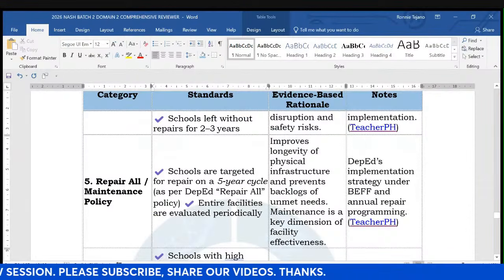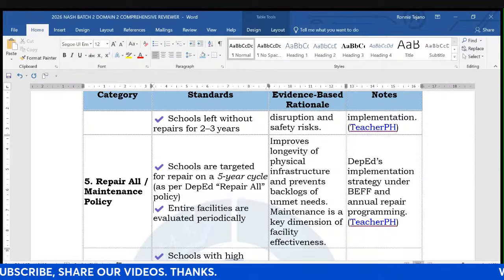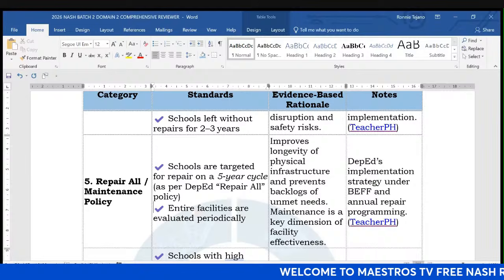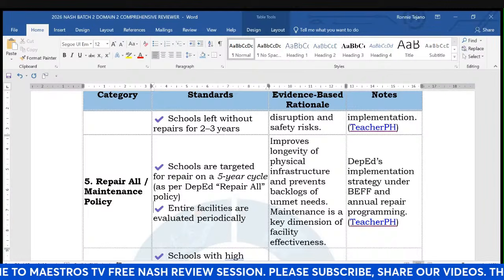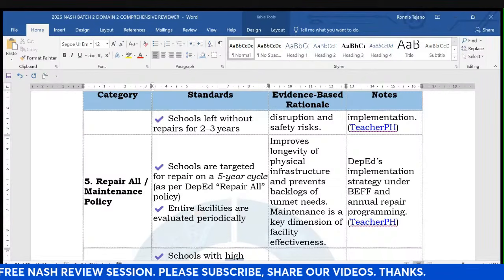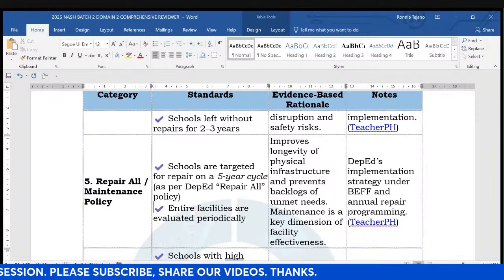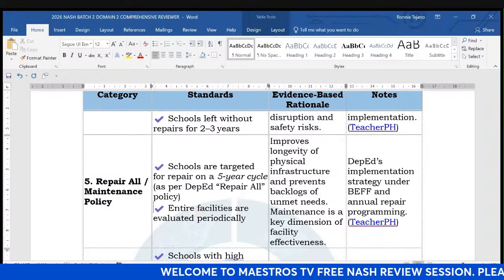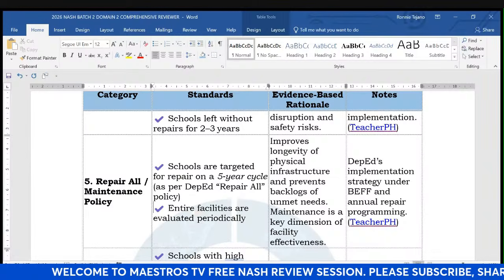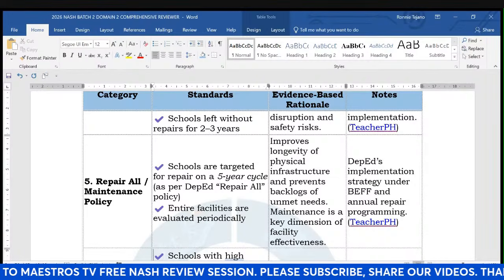So you have to report it if no repair has arrived after 2 to 3 years. For all the repair and maintenance policy, schools are targeted to repair after a 5-year cycle. So every 5 years, there's a need to repair all your classrooms. Then entire facilities are evaluated periodically. This will improve the longevity of the physical structure and prevent backlogs of unmet needs. And maintenance, of course, is a key dimension of facility effectiveness.